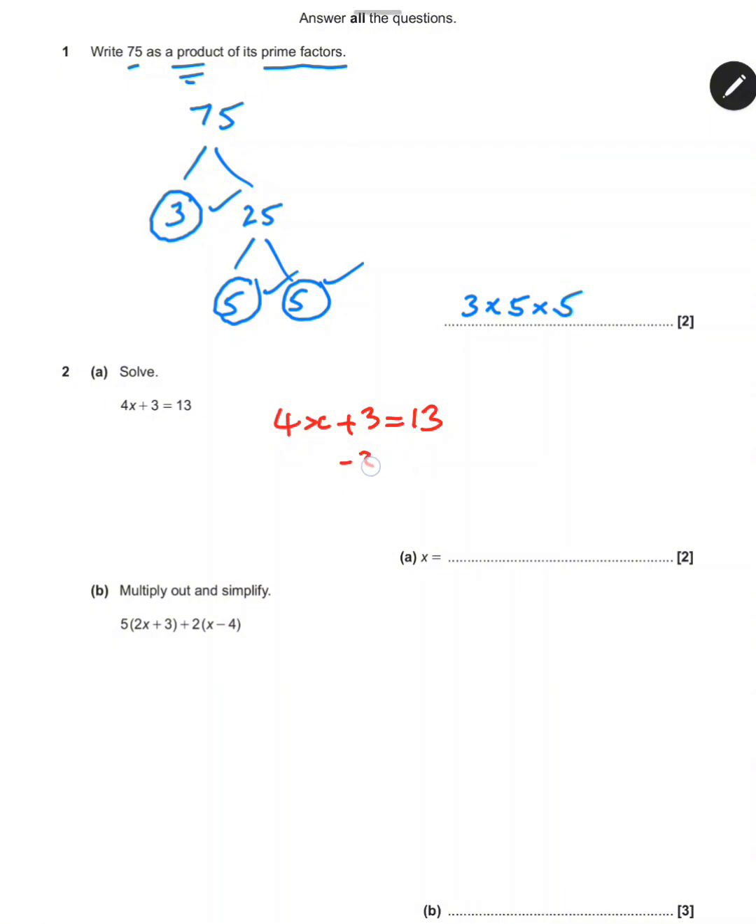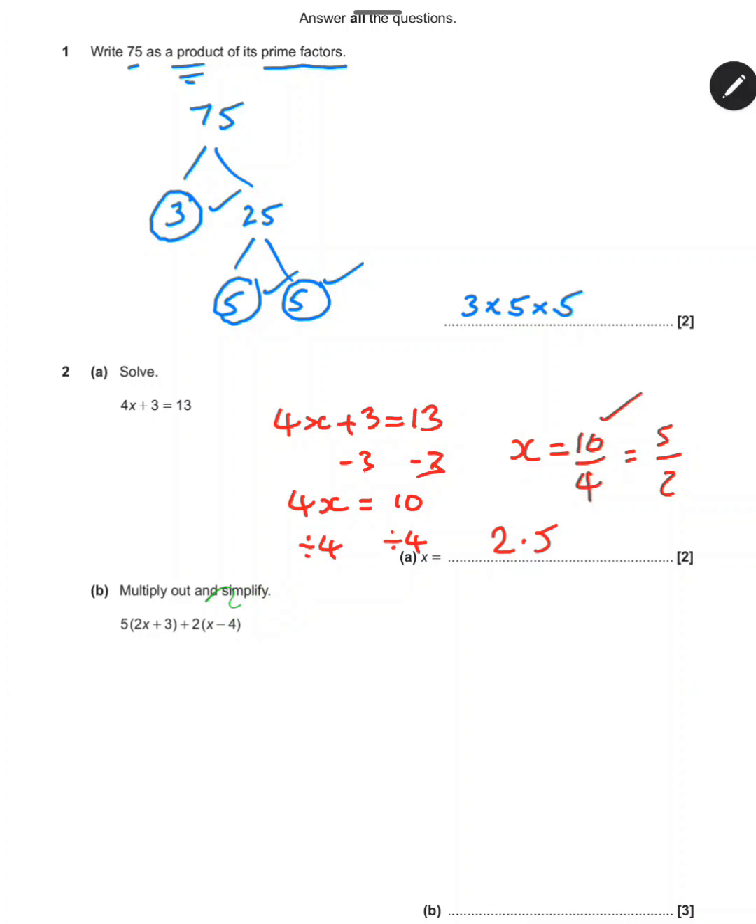We're going to start by taking 3 from both sides, and you've got 4x equals 10. We're then going to divide both sides by 4, and what you'll get is x equals 10 over 4. That is fine to stop there, but 10 divided by 4 is the same as 5 divided by 2, which is 2.5. It does not say give your answer as a decimal, so I could have stopped at 10 over 4. Part B, we've got some brackets to expand and simplify.